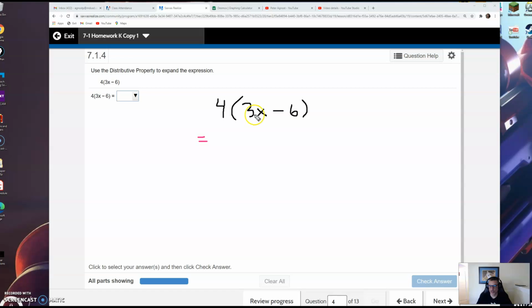Instead of doing 3x minus 6 and then multiplying whatever this is by 4, we're going to multiply 3x by 4. To do that, you just multiply the numbers. 4 times 3 is 12, and we're talking x's, right? I have 3 x's. This literally means 3x times 4. So I have 3x plus 3x plus 3x plus 3x.